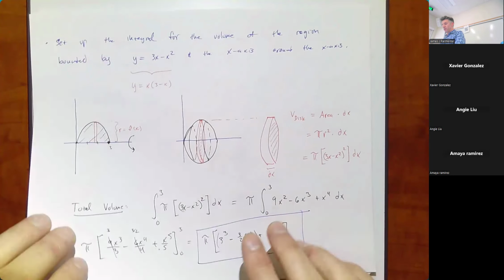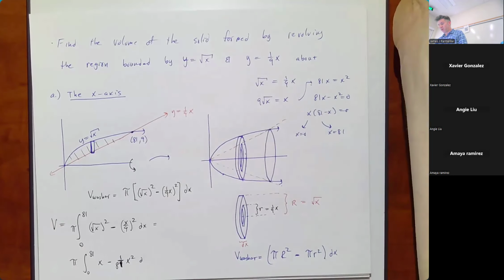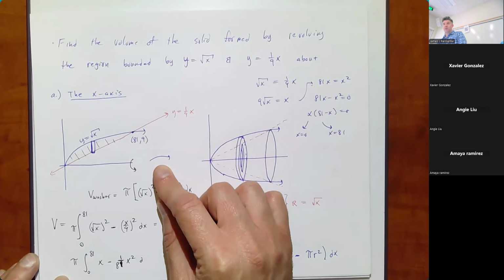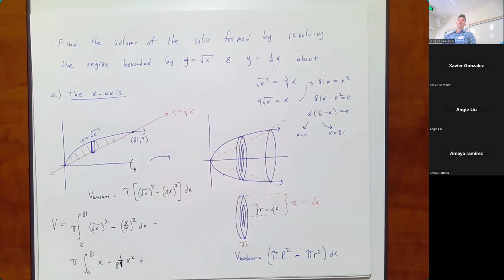Whereas in the second problem, we clearly have some separation between the region and the axis of rotation. The region is not flush with the axis of rotation, or the axis of rotation is not one of the boundaries of our region. So that's almost always going to call for this washer method where you have to subtract out the smaller circle area, or volume if you're multiplying by dx.